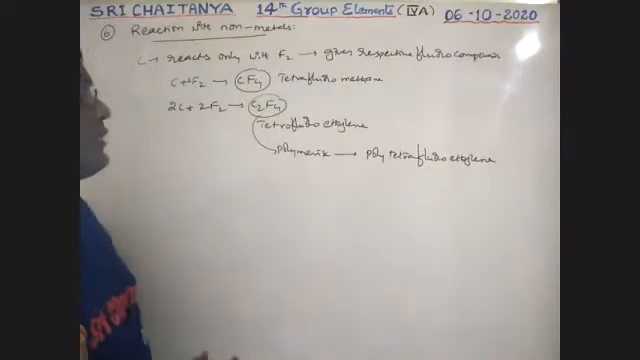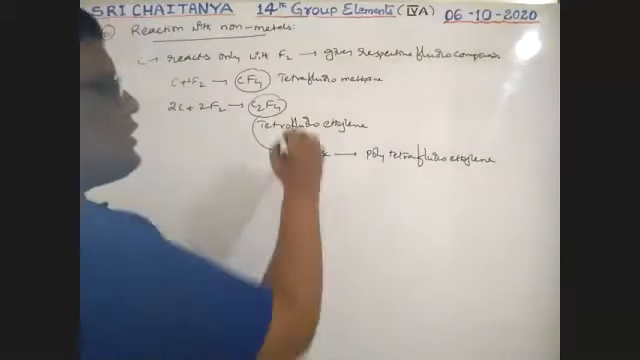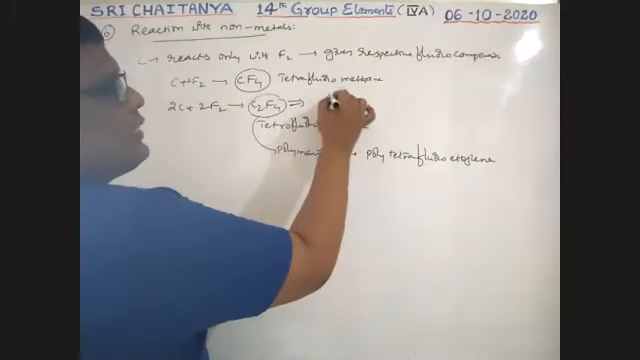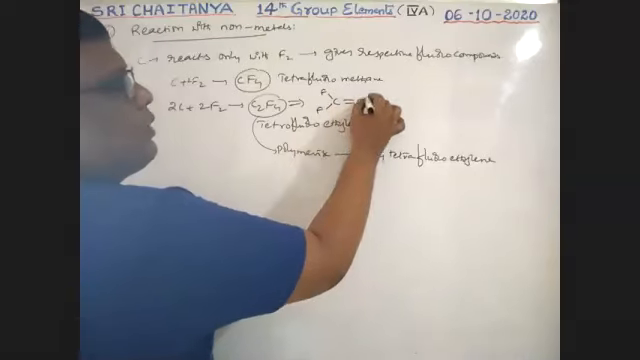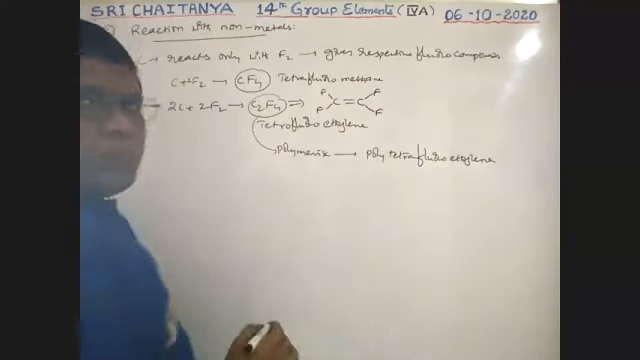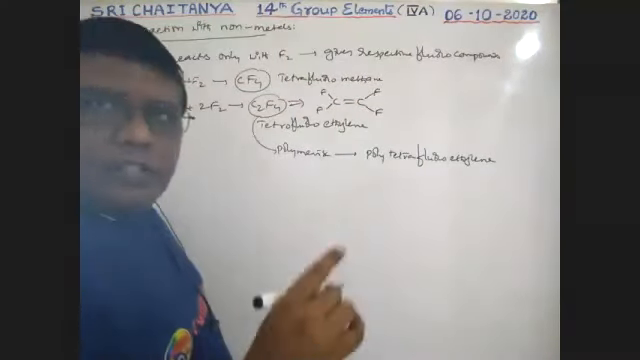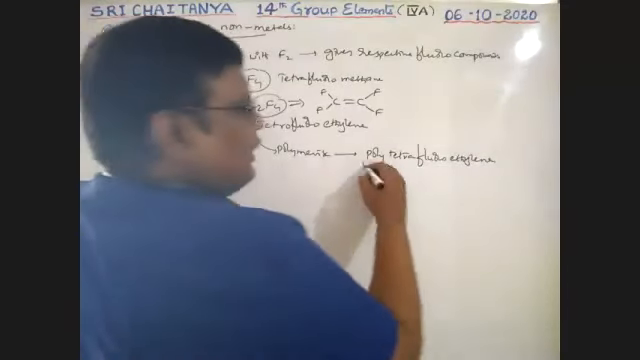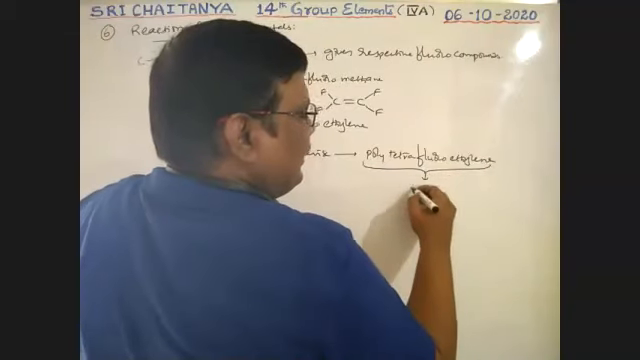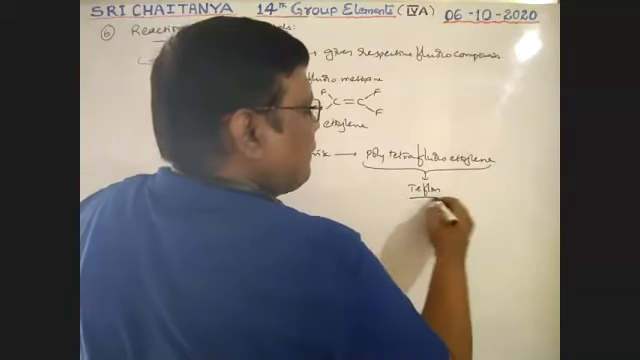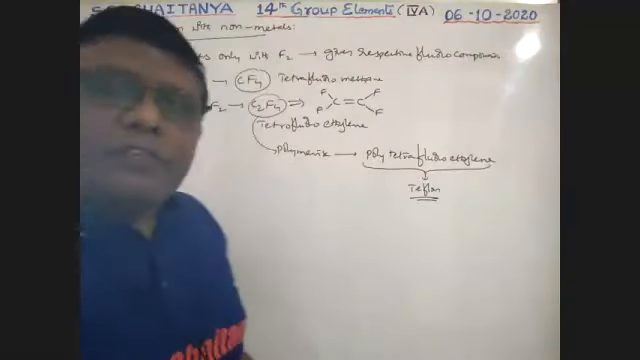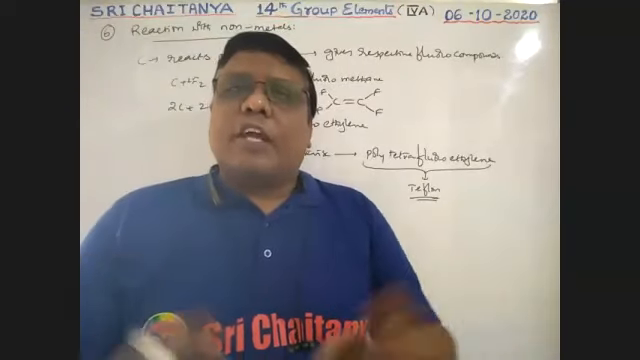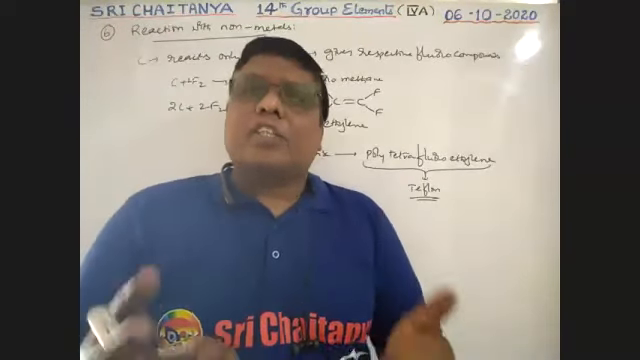So that means C2F4. What is its structure? Like this: CF2 double bond CF2. It is C2F4, which is involved in polymerization and gives polytetrafluoroethylene. It is called simply Teflon. Boys, in our daily life, in our cooking ware, Teflon coating is there. The Teflon is non-stick ware.